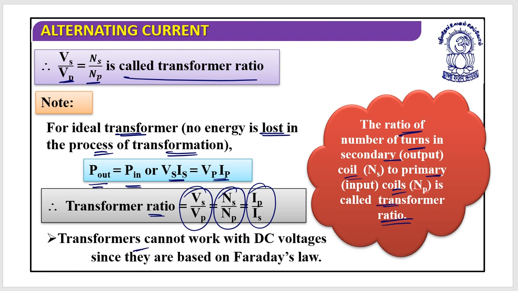And a transformer cannot work with DC voltage because on the primary side a coil having a number of turns has been attached, and it works on the principle of Faraday's law. So if the current is not going to change, no EMF is induced, and so there would be no output on the secondary side. So it cannot work with DC voltage. If you want your transformer to work, you must connect it with AC only.